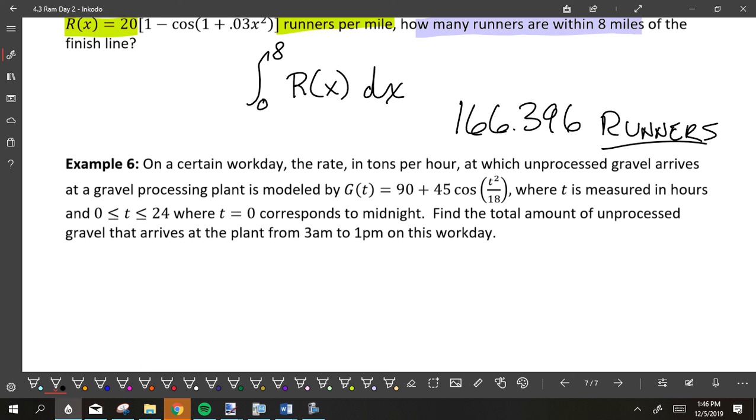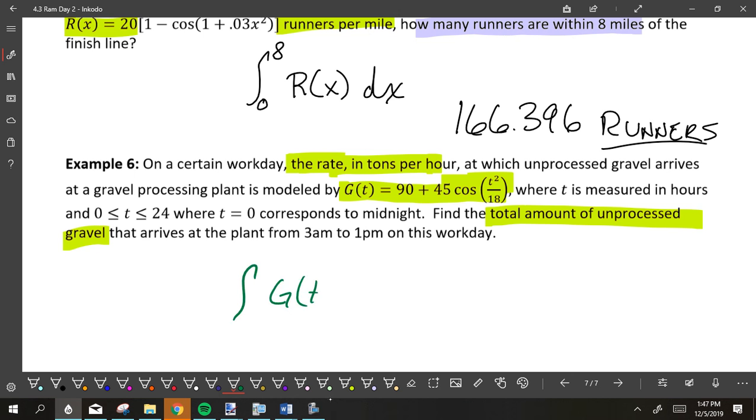On a certain workday, they are giving you the rate in tons per hour of gravel. We are trying to find the amount of gravel. The rate is given by this G of T equation. What are we going to do with G of T to find the amount? We are integrating that guy. We integrate a rate. So we're going to integrate G of T here, dt, and that's going to tell me an amount. From what numbers am I going to integrate this thing?